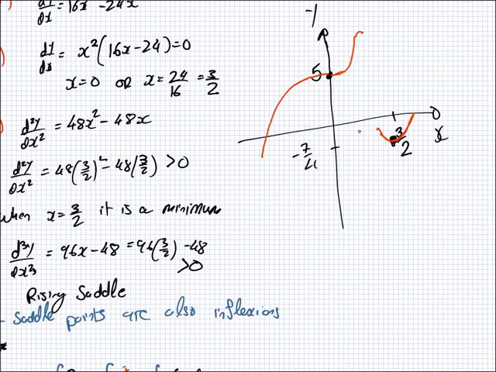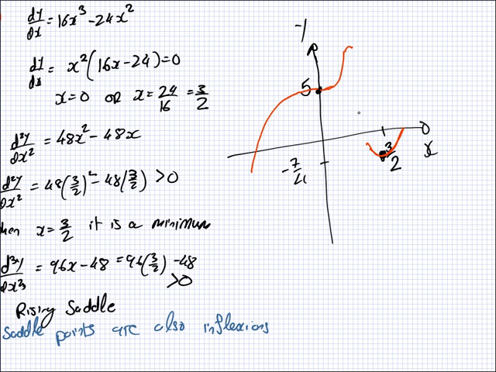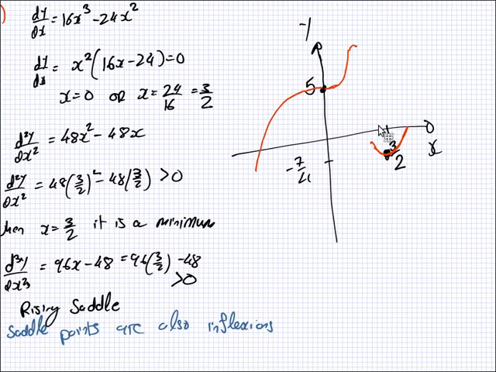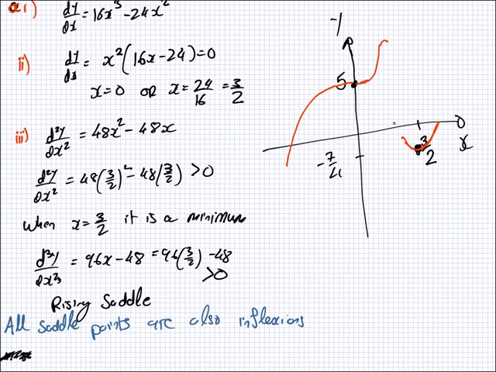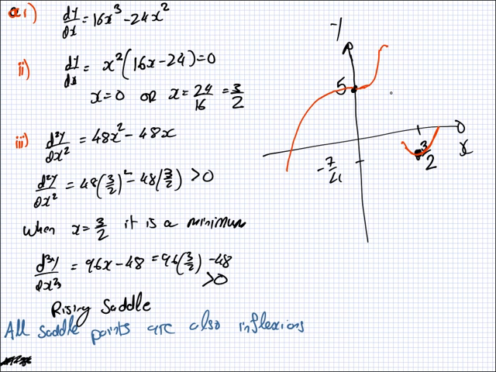So how am I going to draw this? I need a rising saddle here and a minimum here. Maybe it's the opposite. Falling saddle from 3 over 2. Yeah. But you have a rising saddle. Check if it's the falling saddle. I'm going to graph it here and there.